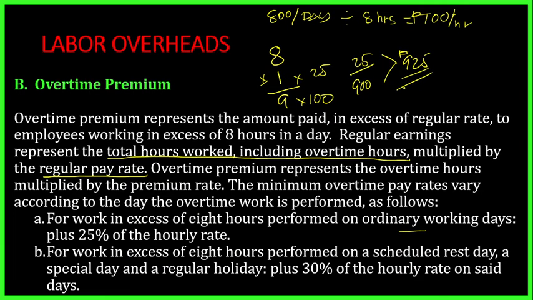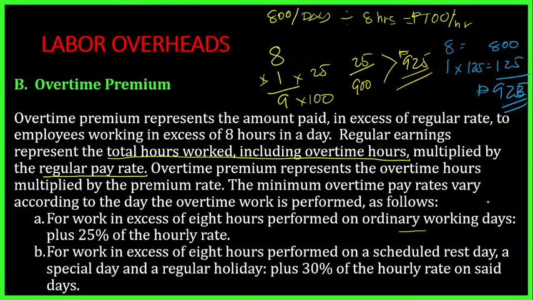Ayan, 925. Okay. So, yung iba naman, there's another way to compute this. So what's your regular daily rate? Okay, that will be 800. So, for 8 hours, we're going to pay you 800. And then, how many hours did you work overtime? You worked for 1 hour. So, you multiply that by 125% of 100 pesos. So, 125, you get 125. A total of 925 pesos.